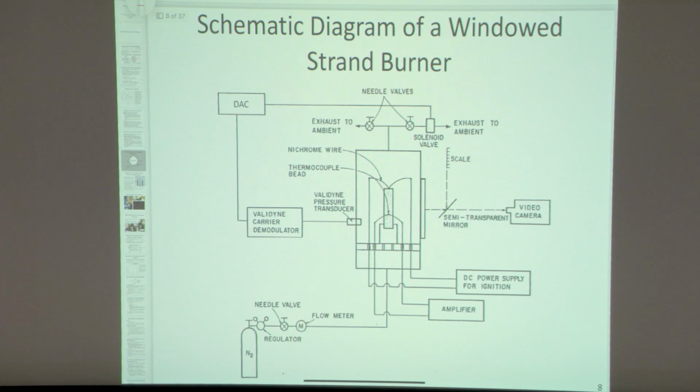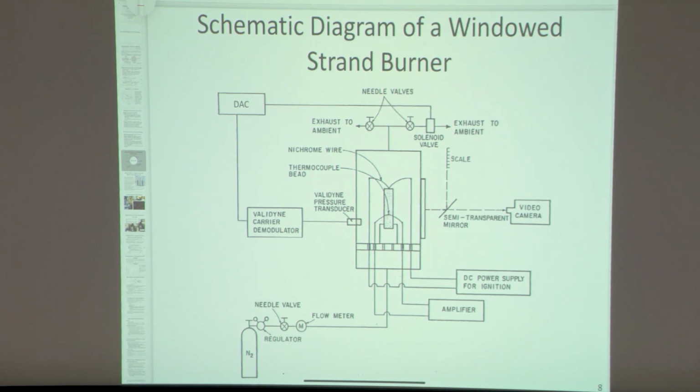So here's an example of what's referred to as a strand burner. So these are doing just fundamental measurements. If I was making a new material, I would not want to make a large amount of that material first. To characterize its combustion characteristics, I'd want to make as little material as I could. And so typically you would do something, as I said, a strand burner, where I put the energetic material in the form of a cylinder. And I'm going to measure the linear propagation rate.